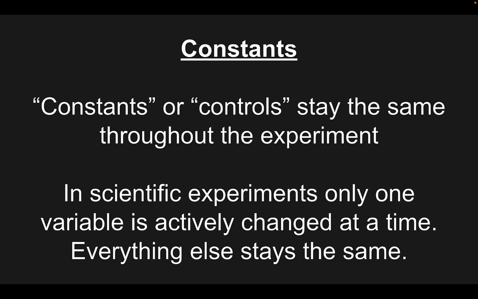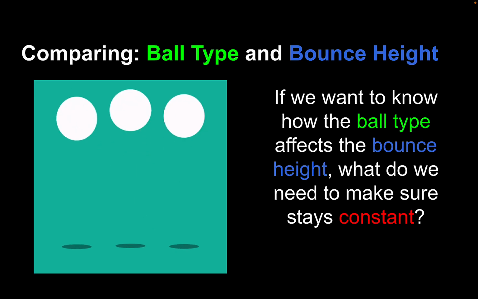Okay, we aren't changing those at all. In fact, in our scientific experiments, we want to make absolutely sure that only one variable is actively changing at a time. Everything else stays the same. So if we were looking at our ball type and bounce height question, and we want to see how the ball type affects the bounce height, what would we need to make sure stays constant so that we know if the bounce height changes, it's because we changed the type of ball?